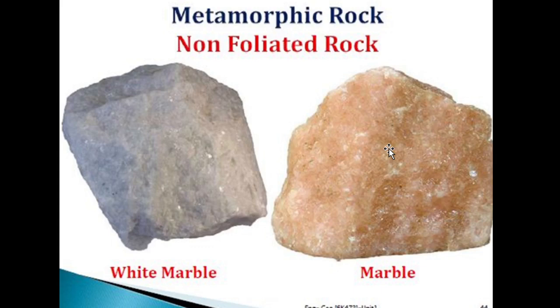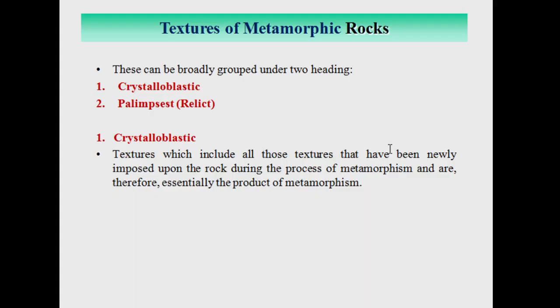Here the layer structure is absent, meaning the foliation is totally absent in this type of rock. Then these are called non-foliated rocks. Examples of non-foliated rocks are white marble, quartzite, amphibolites, and soapstone. Now let us move towards the next point.